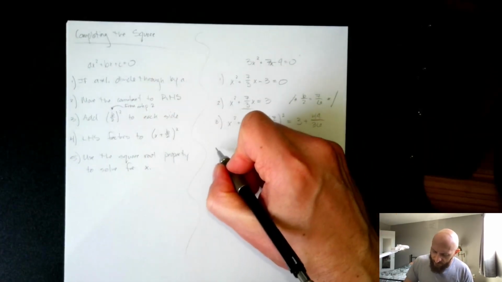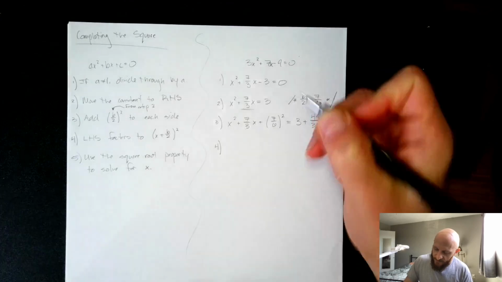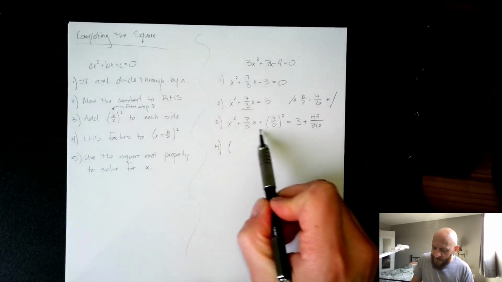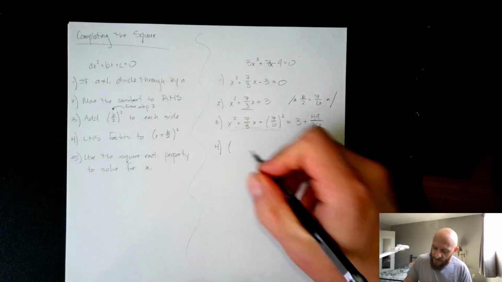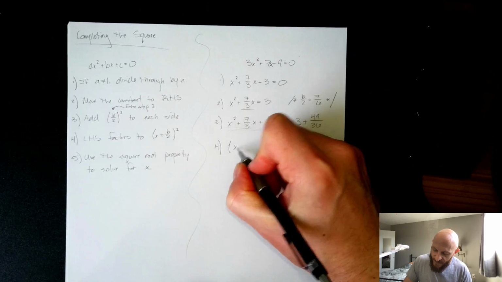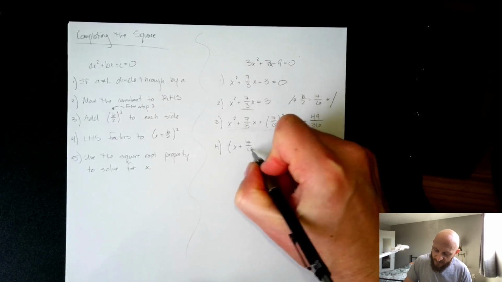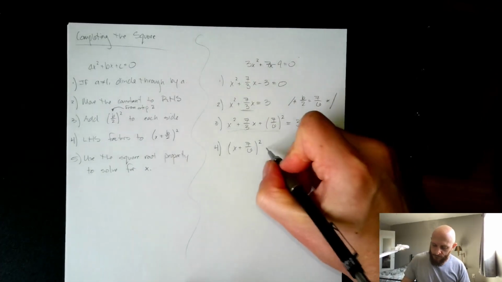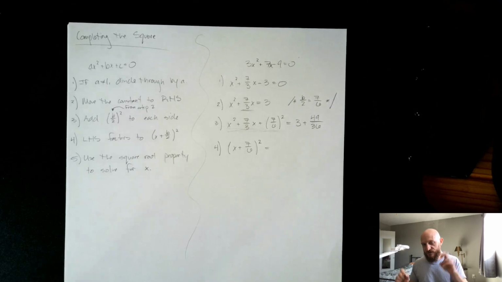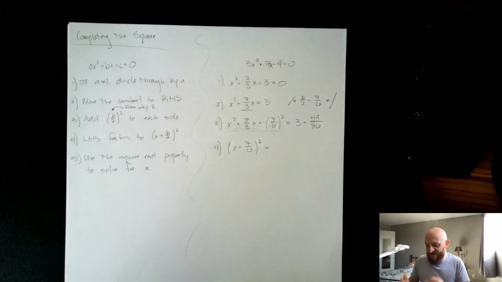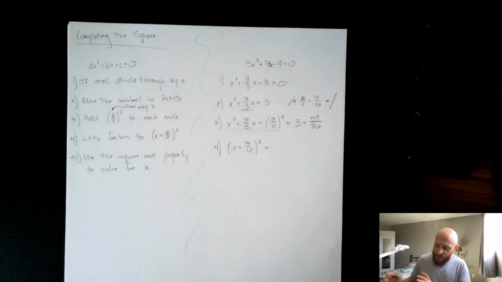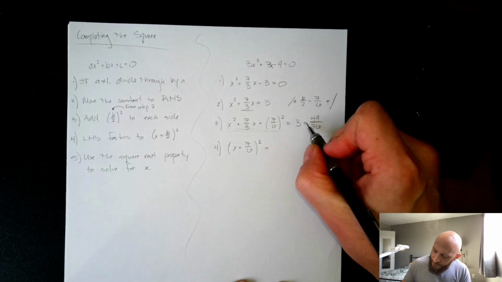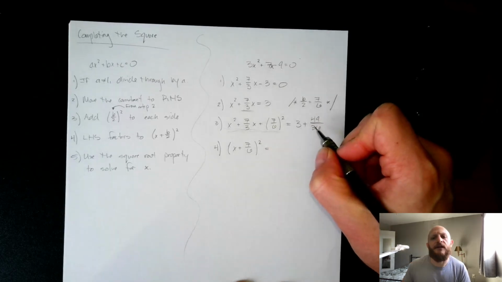Okay, then step 4, and this is where it feels a little bit like black magic. This piece right here, everything on the left-hand side, will factor to x plus 7 over 6, quantity squared. This is where we are manufacturing the square. This is where we have completed the square. It has a very geometric sort of history. Maybe at some point I will make that video.